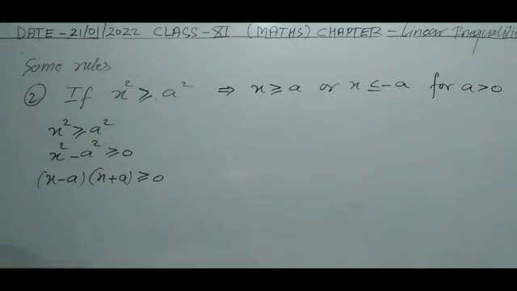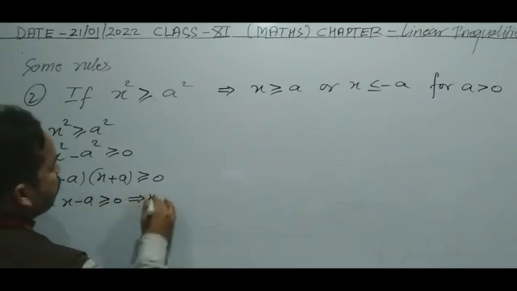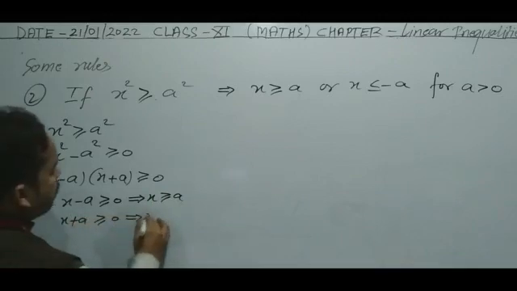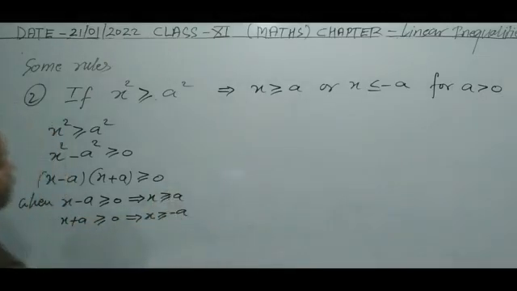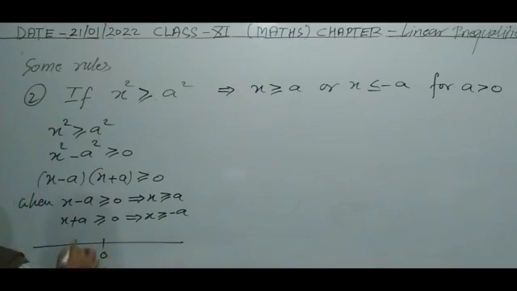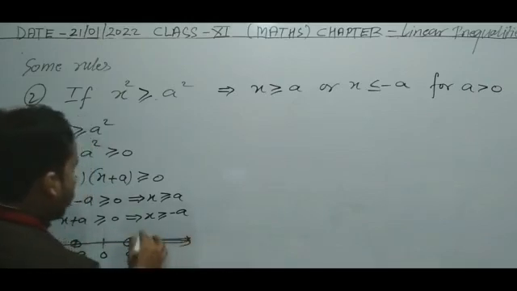When x minus a is greater than or equal to 0, this implies x is greater than or equal to a, and when x plus a is greater than or equal to 0, this implies x is greater than or equal to minus a. So on the number line, you will see 0, this is minus a and this is plus a. So greater than a and greater than minus a, the overlapping part is here.